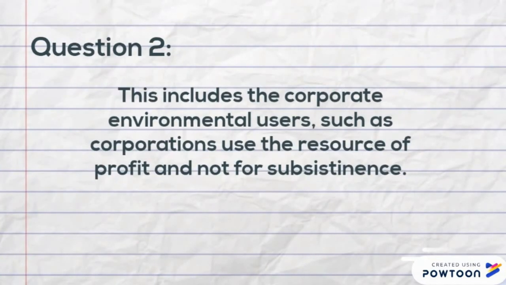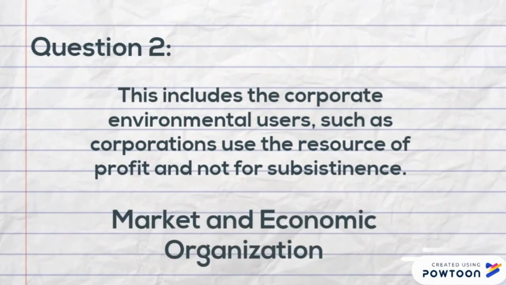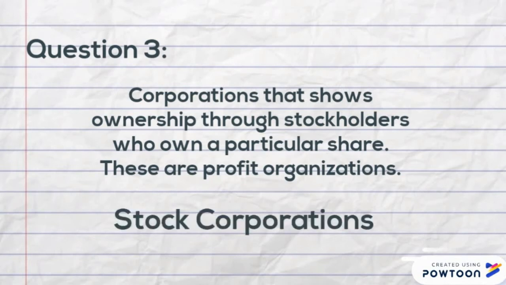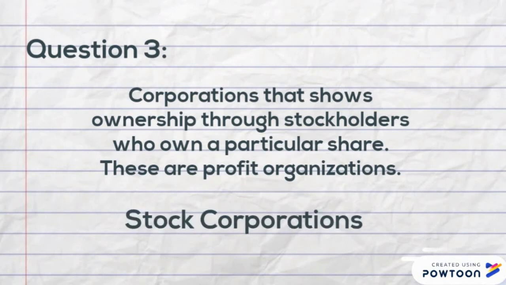Now for question number 2. This includes the corporate environmental users, such as corporations that use the resource for profit and not for subsistence. The answer to this question is market and economic organizations. Now for question number 3. Corporations that show ownership through stockholders who own a particular share. These are profit organizations. The answer to this question is stock corporations.